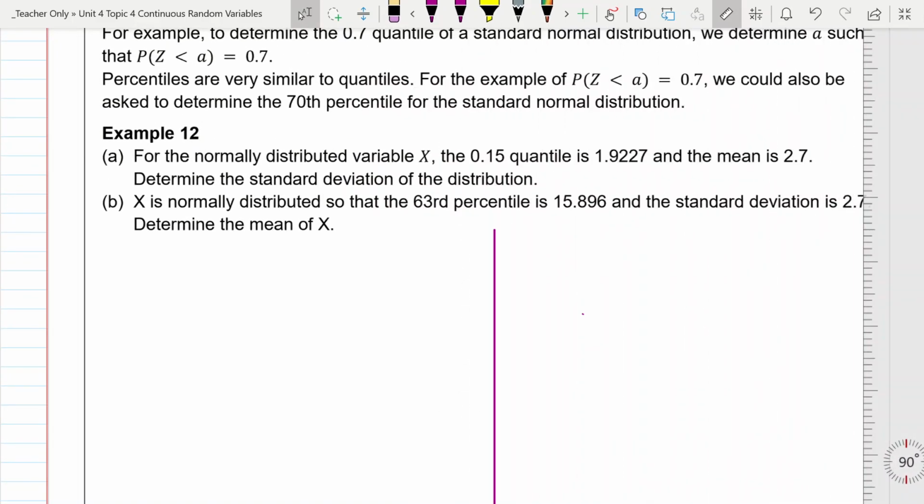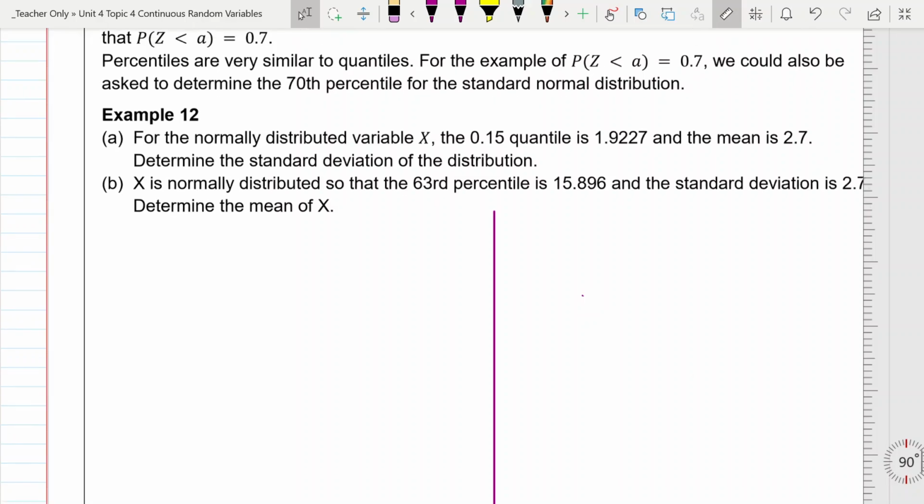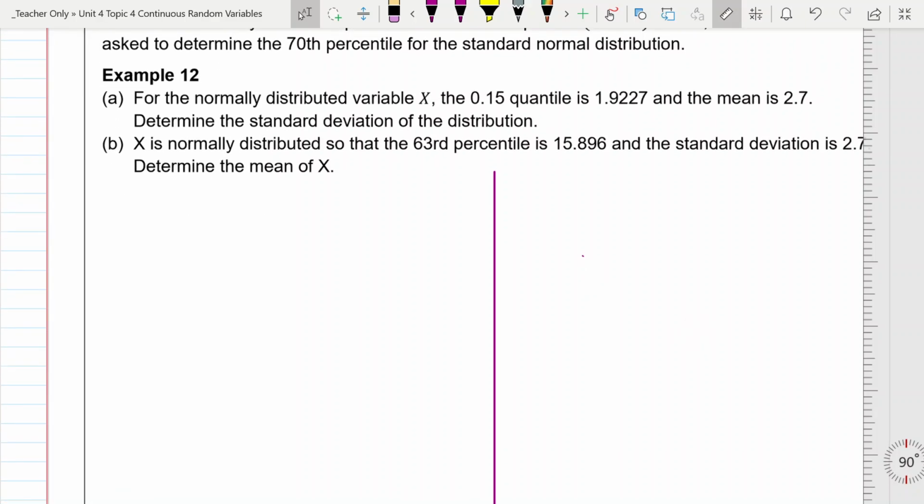And they're giving you the area under the curve, and you're looking for the A value where the probability of Z being less than A is equal to that quantile or percentile. And we can use that information to work backwards to find different unknowns. So let's have a look at this one.